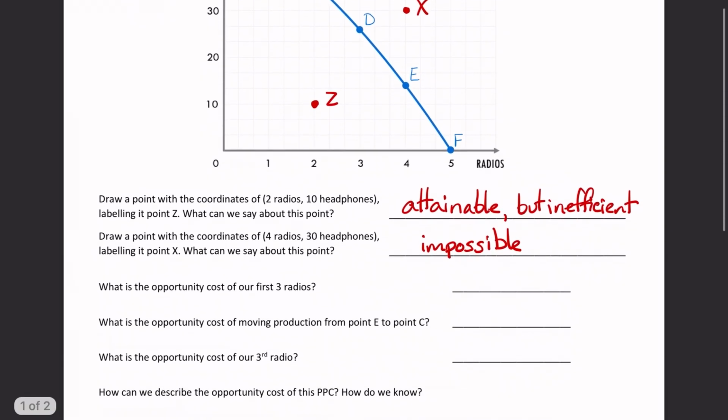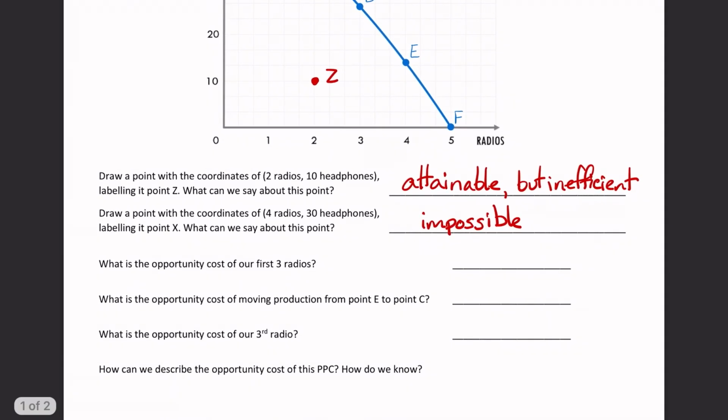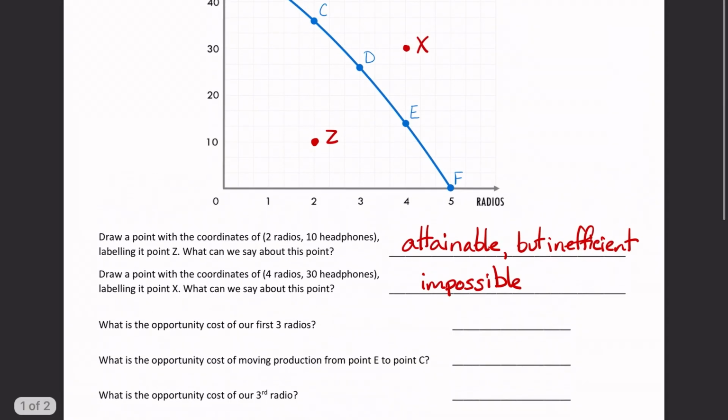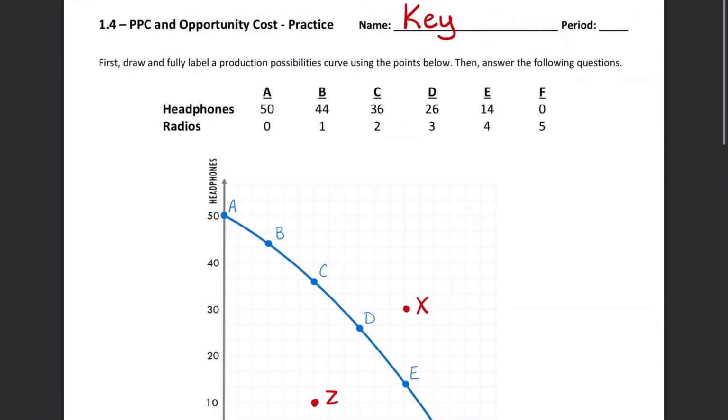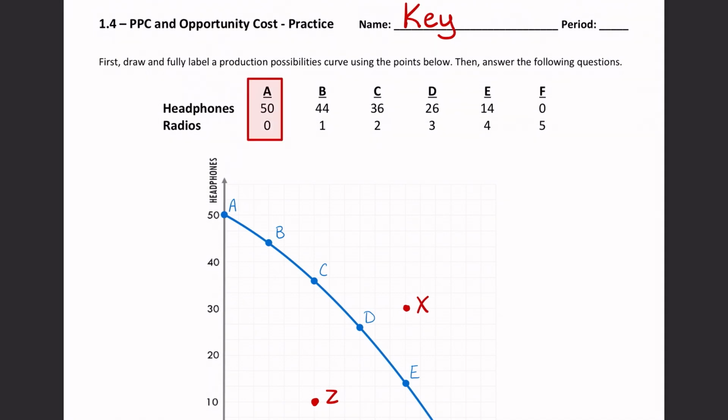Now let's look at these other questions concerning opportunity cost. It says, what is the opportunity cost of our first 3 radios? Now we have to pay attention to the language. It says our first 3, so we assume we haven't made any yet, and we're going to start making up to number 3. That tells us that we should be starting here at point A, and we'll end up where we have 3 radios, which is here at point D.